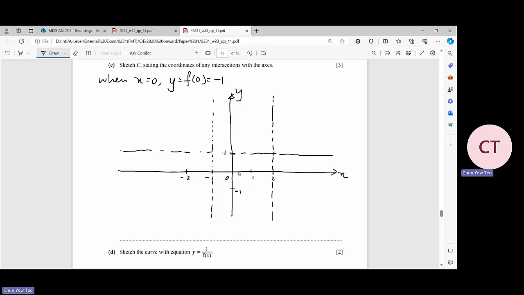Your maximum point is somewhere here, (0.2, negative 0.9). Your minimum point will be somewhere here, then you have 0.9. Okay. Then your graph will pass through this. So your graph will be like this. Okay, your graph will be like this.